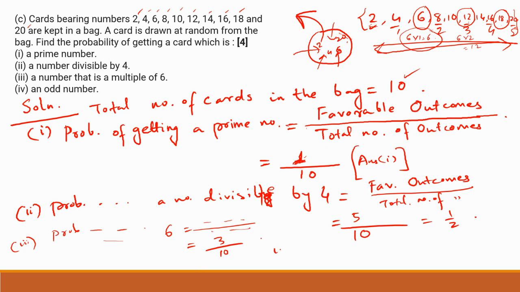Okay, so number 4, an odd number. Now this is a set of all even numbers. There is no odd number here. So again write everything: favorable outcomes by total number of outcomes. How many favorable outcomes do we have in the case of odd numbers? 0. 0 by 10 gives the probability 0. That's it. I hope this is clear to you guys. Let's move on to the next question, the last question in this set of section A.